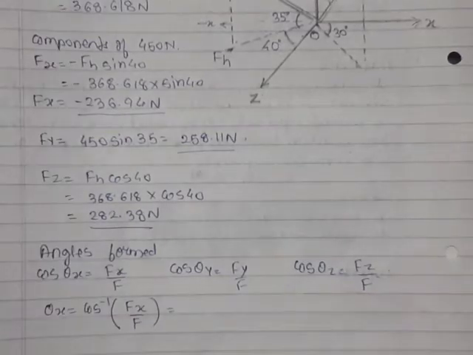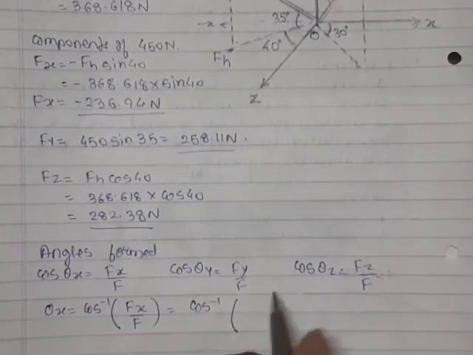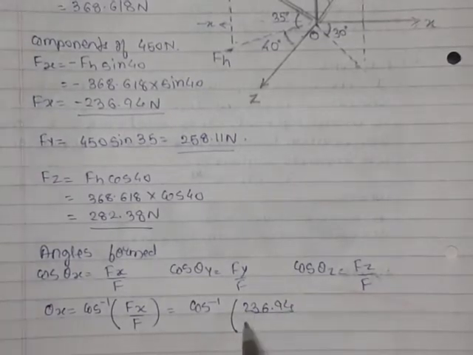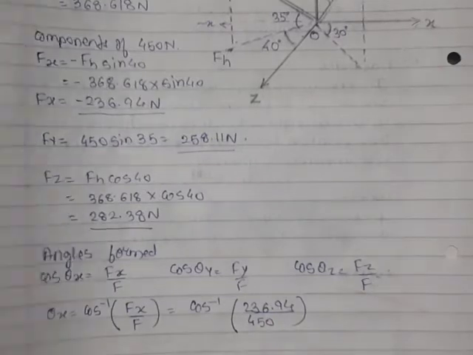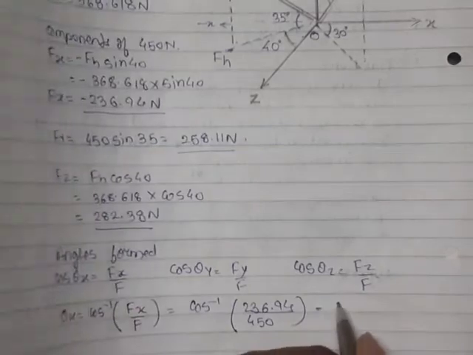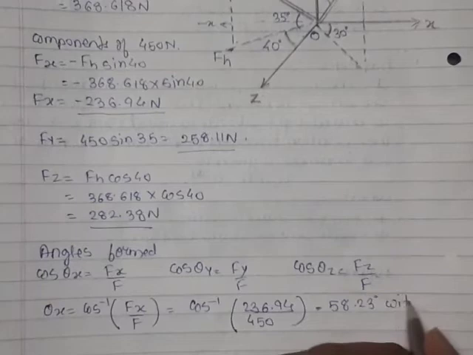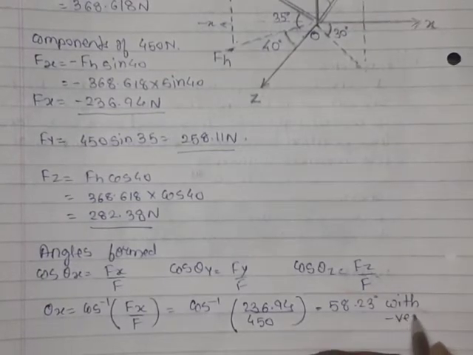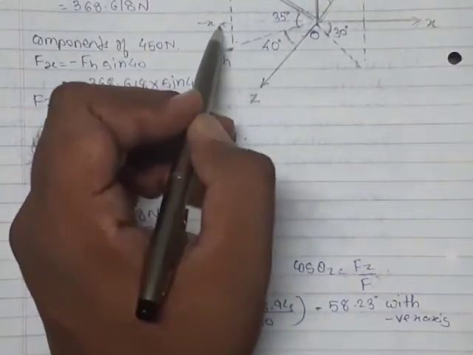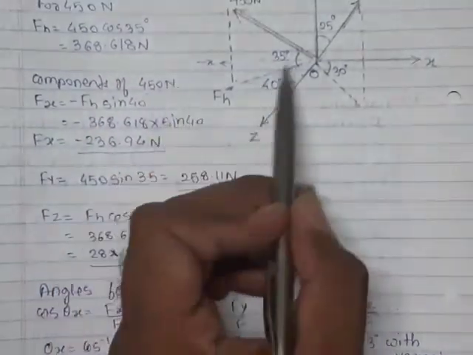Already we have the value of Fx, we'll put it over here. So cos inverse of the value of Fx, which was 236.94, and the value of the total force is 450. So here we get the value of theta x equal to 58.23 degrees. But it is measured with respect to the negative x axis. It means this 450 Newton force makes this angle of 58.23 degrees with this negative x axis.